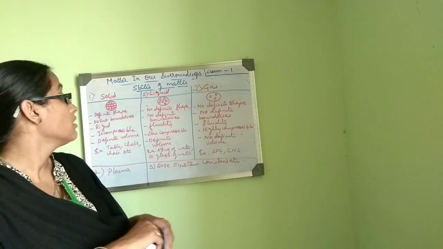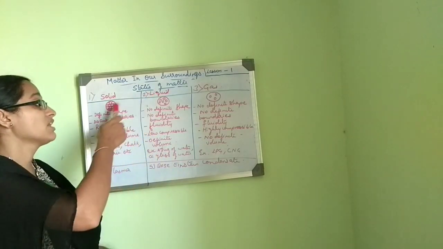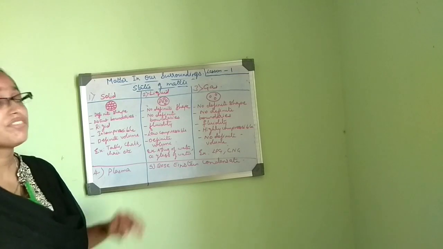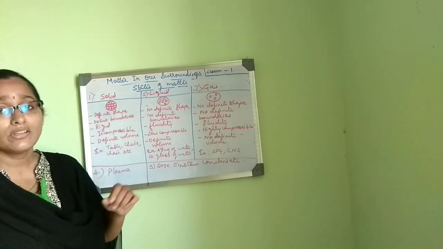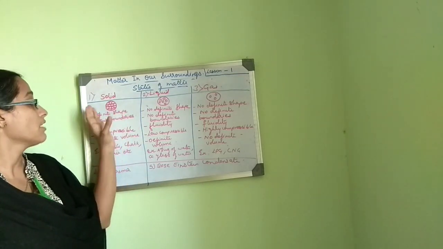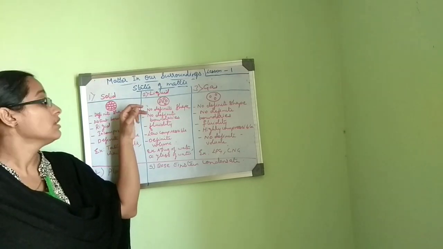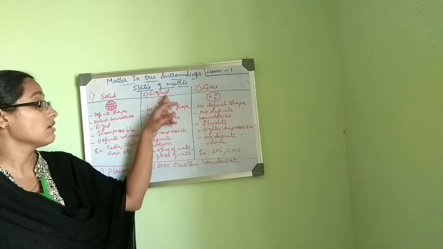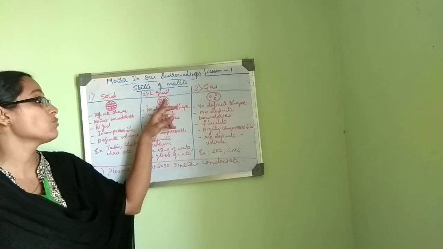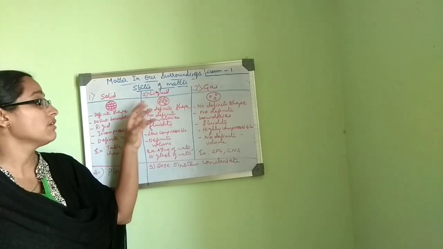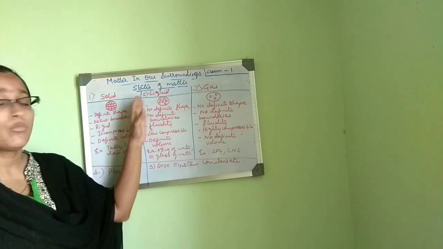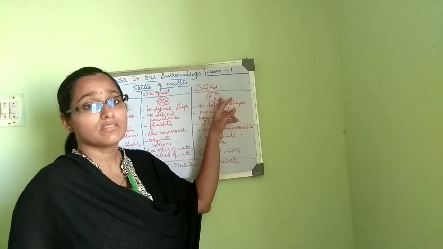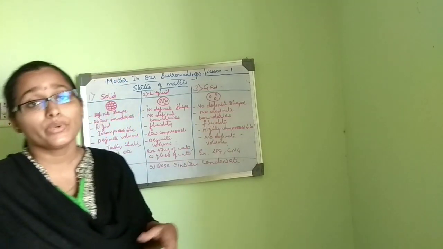So these are the states of matter: solid, liquid and gas. Solid has very less intermolecular spaces, and the force of attraction is more. Liquid has intermediate spaces and an intermediate force of attraction. Gas has more intermolecular spaces and the force of attraction is very less.